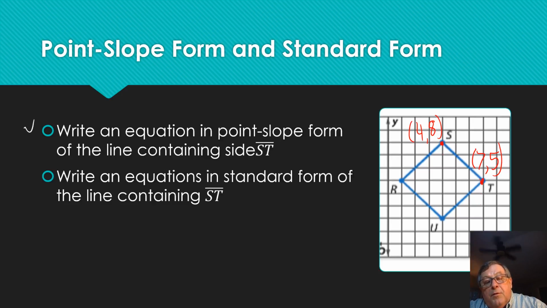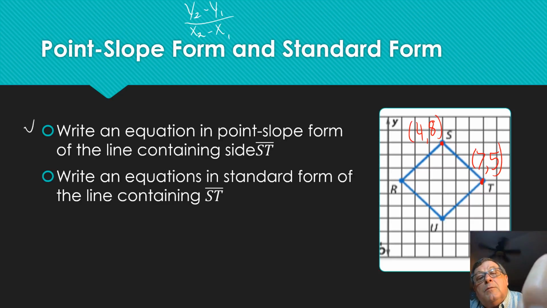And now I'm going to need to move to finding slope. Well, remember, slope is y2 minus y1 over x2 minus x1. And so since I'm looking left to right, I'm going to say the 4, 8 is my number 1 coordinates and the 7, 5 is my number 2. And I'm just going to substitute that in. So I'm going to substitute 5 for y2, 8 for y1, 7 for my x2, and 4 for my x1.